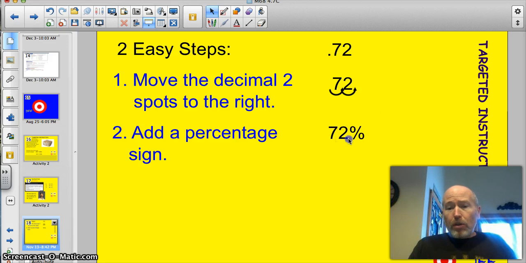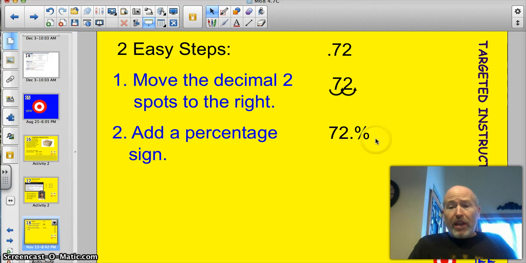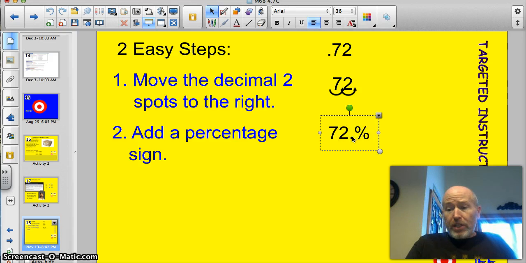Now, the decimal is still there, but we just don't usually express it that way. It's a whole number, a percentage. We only express it like that if it's like 72.5%. In this case, it isn't, so you can drop it and you're done.